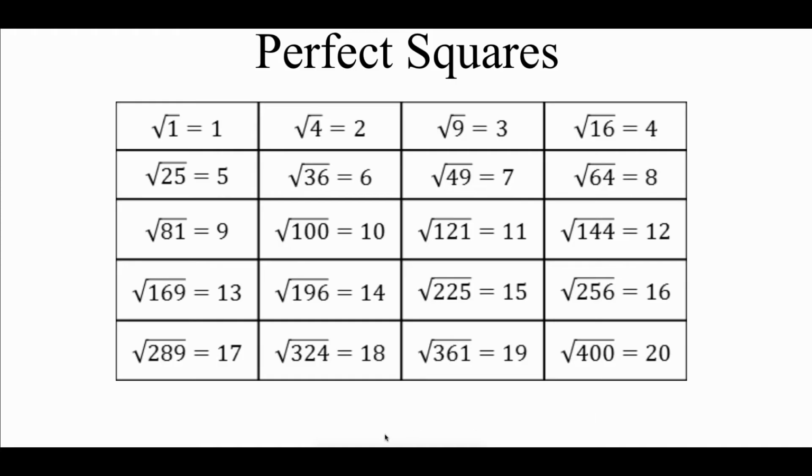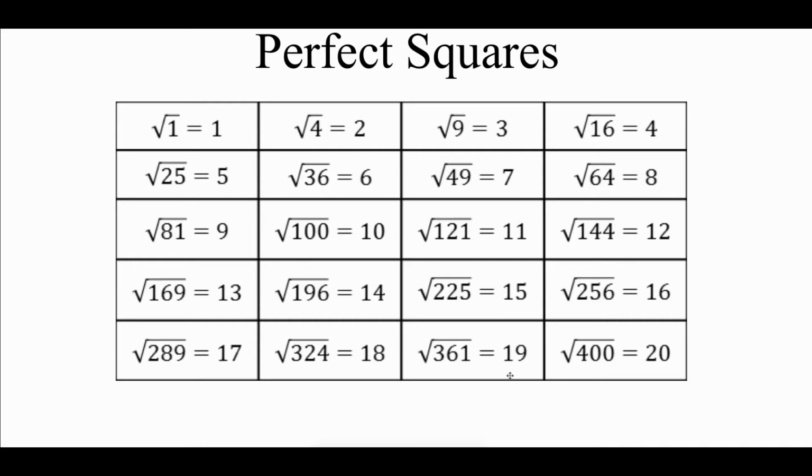But for example, when you start getting into larger numbers, it can be difficult to identify what the square root is. So if you're talking about something like 196, it's a perfect square. It shows up on this perfect square list, and its square root is 14. Or the square root of 361 is 19.